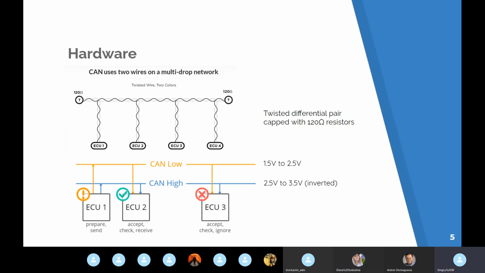And usually when we're doing debugging or anything, we just look at CAN low because it looks like a normal signal. Any other questions on this part? Okay.